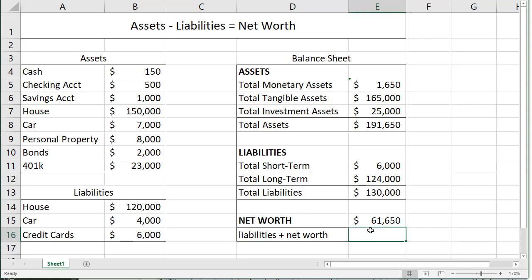Now this problem asks you to do one extra thing, which is to do the total of your liabilities plus net worth. And what this is going to do is allow me to check my math, because if I've done everything right, my liabilities plus my net worth should equal my total assets. And I can get that just by rearranging this equation up here. So just to make sure we're doing everything right, let's say, well, my total liabilities plus my net worth comes out to, yep, the same thing my assets were. So it looks like we did it right.